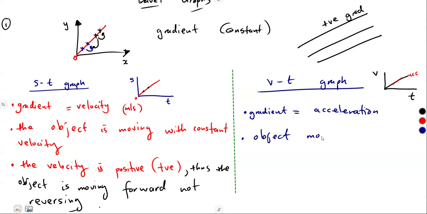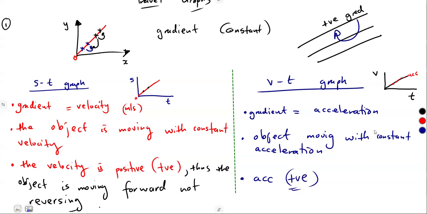So the object, in actual sense, is moving with constant gradient, constant acceleration. That is the case of a velocity time graph. It will be your acceleration in that case. So thus, when the acceleration, which is our gradient, when the gradient is positive, it means our acceleration is positive. I'm just going to write in short, our acceleration is positive.